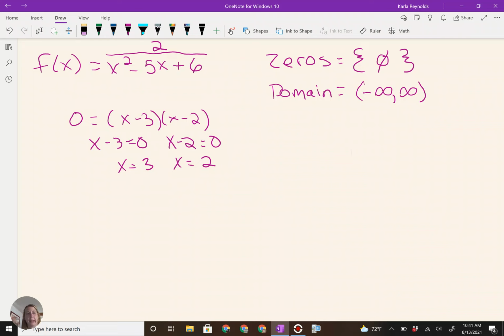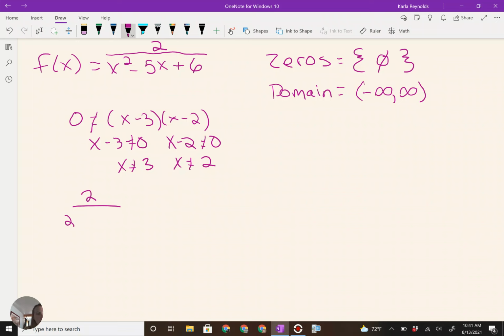Now domain, now we have something in the denominator with a variable, so we can't have that equal to 0. So 0 cannot equal what's in the denominator. So then instead of those being our zeros, now they're where we have a problem in the domain, because if I put in 3, that quadratic would equal 0 and I'd be dividing by 0. If I put in a 2, that also would be 0.